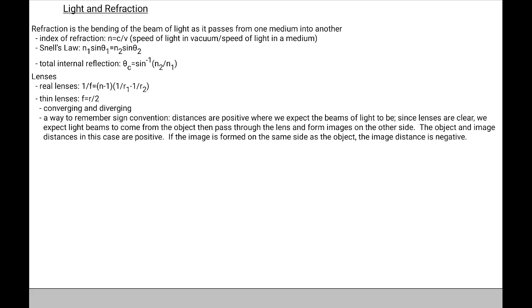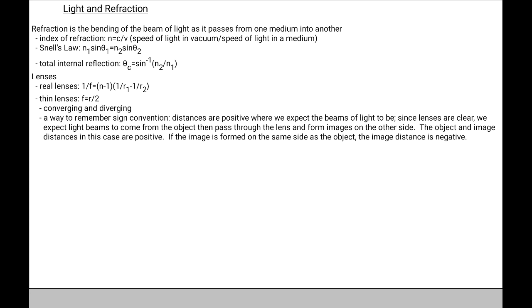With lenses, we have a different sign convention. And the way we remember the sign convention is distances are positive where we expect the beams of light to be. Because with mirrors, we expected the beams to reflect back onto the same side of the mirror. So we said that that side was a positive side. If for some reason the image was formed behind the mirror, that was a virtual image, so the distances behind the mirror were negative because we did not expect the beams to be there.